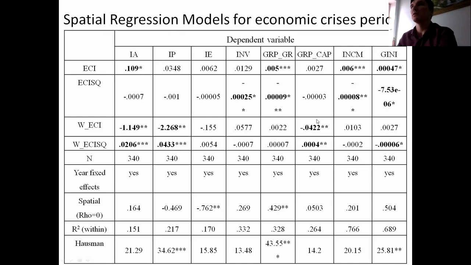The same predicted results hold for GRP per capita growth, for example. Here we can see that the influence is as predicted in a U-shaped form, but not all variables are significant. So hypothesis three, about the influence of economic complexity on the development of the regional economy during an economic crisis, is confirmed.